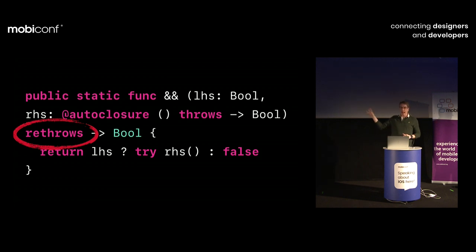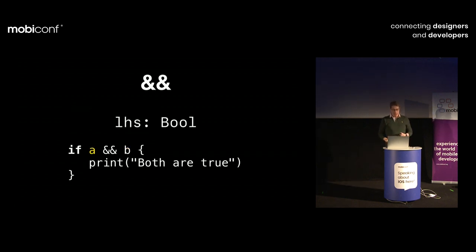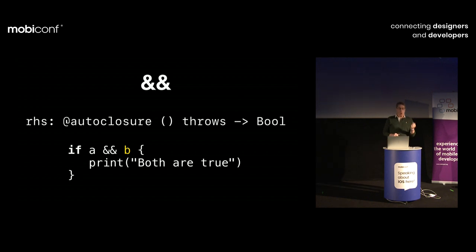Now, this thing, logical and, is used a lot in Swift. We're familiar with code like this. Let A equals false, let B equals true. If A and B, print both are true. But we know as developers that because A is false, it doesn't matter what B is. It'll never check B. It does condition short-circuiting for efficiency purposes. So the left-hand side is our bool, some sort of Boolean value, true or false, ultimately. The right-hand side is an autoclosure that throws and returns a bool.